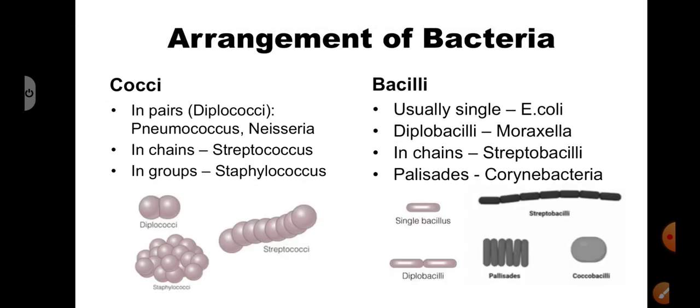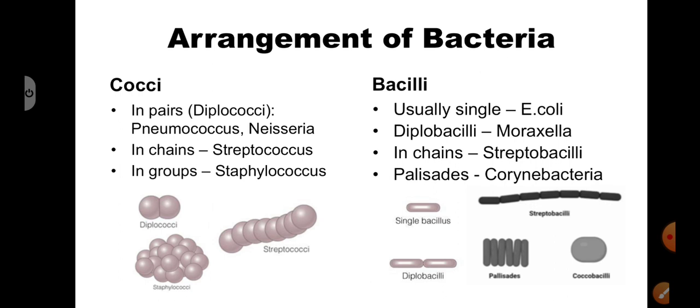Looking into the arrangement of the bacteria, the cocci, that is the spherical or oval shaped bacteria, are either single or in pairs. When they are in pairs, they are known as diplococci. Examples of diplococci are Pneumococcus and Neisseria. The cocci may be arranged in chains, an example of which is Streptococcus. The cocci may also be arranged in groups or clusters, example Staphylococcus.